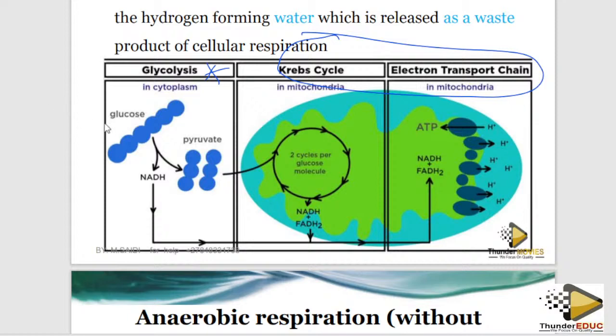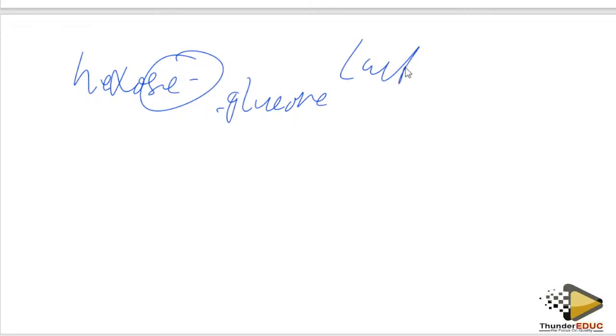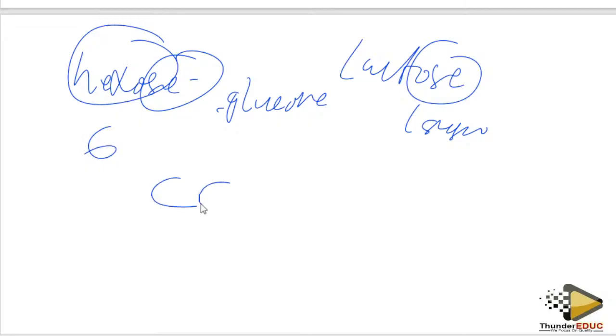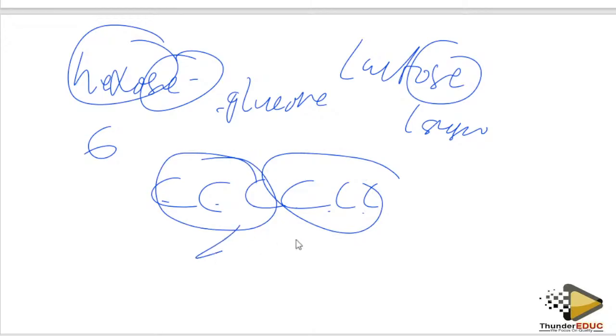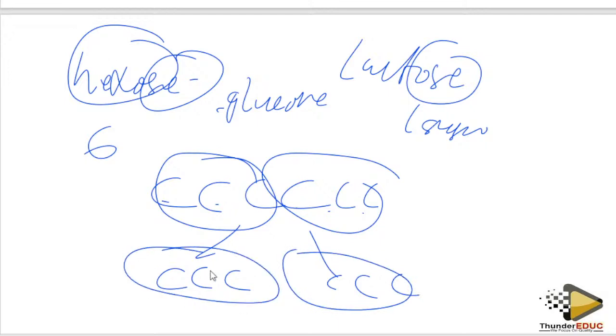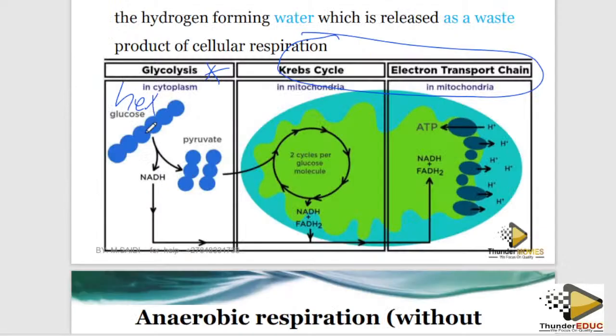So what happens? Glucose is a hexose. Hexose means 6. I explained this a long time ago. Hex means 6, and ose means sugar. Glucose, lactose. So ose means what? A sugar. So hex means 6 carbon atoms: 1, 2, 3, 4, 5, 6. So during glycolysis, it splits into 2: 1, 2, 3, 1, 2, 3. And these two molecules, we call them pyruvate or pyruvic acid. Hence here, we're saying that the 6-carbon glucose is divided into two molecules.